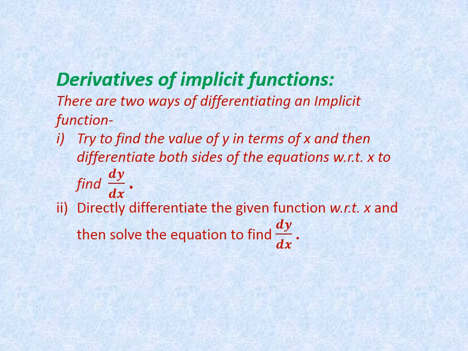And the second one is to directly differentiate, don't solve for y. Whatever equation is given, directly differentiate, find dy upon dx in the equation, then solve the equation for dy upon dx, taking commons and transposing the others to the other side. There are two ways. First, either find y then differentiate, or differentiate then solve for dy upon dx. Clear? So pause and note down these 2 points.